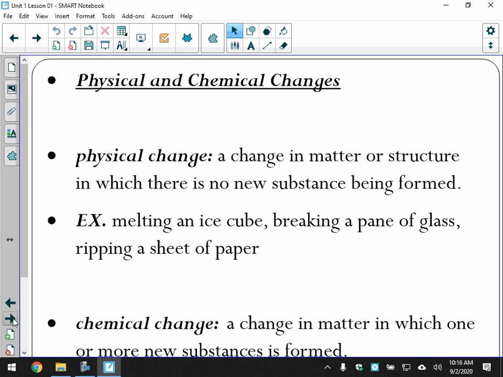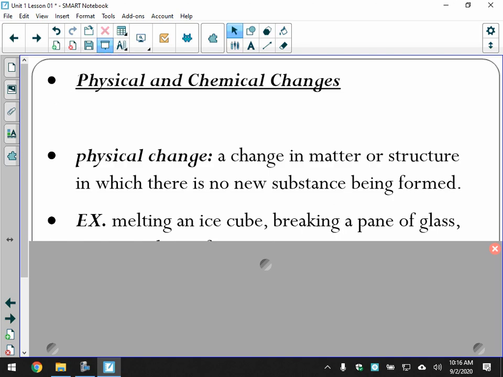Just a little bit of review, a few things at the beginning here, and I know you've seen this before probably, but we're going to talk just a little bit about physical changes and chemical changes. If you just write this down, that's probably fine: a physical change is a change in matter or structure in which there's no new substance being formed.